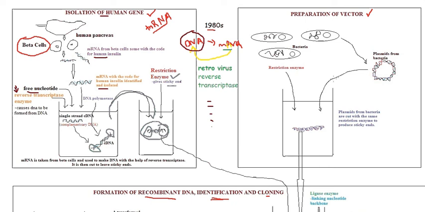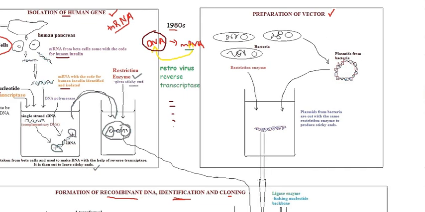First, let us finish this part, the isolation of the human gene. So mRNA is taken from the beta cell and used to make DNA with the help of reverse transcriptase. It is then cut to leave sticky ends. Simple as that. This is the whole process of isolation of the human gene. The next process I'll be discussing in the next video. For the time being, hold on.